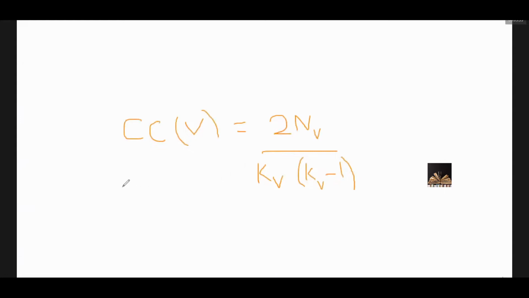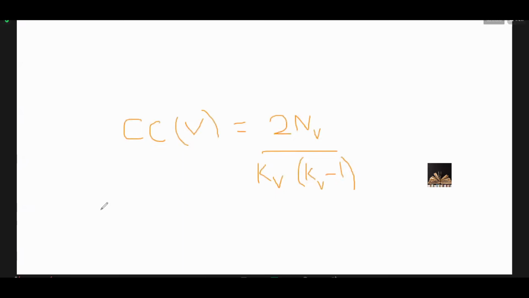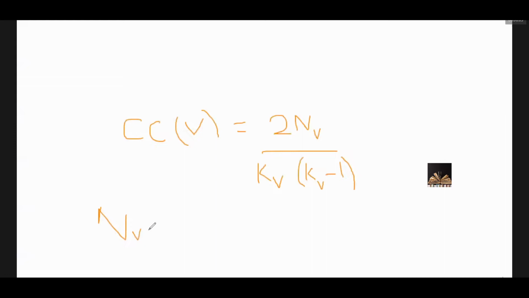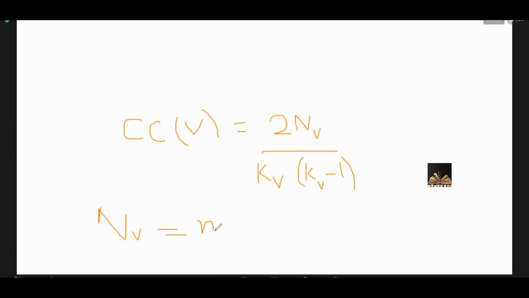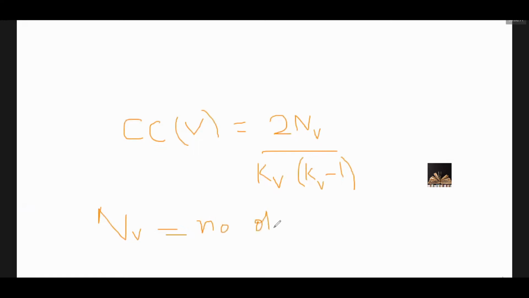Okay, let us take a graph so that you will understand what NV and KV are. NV is nothing but the number of links between neighbors of V.